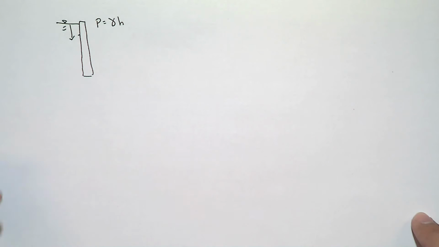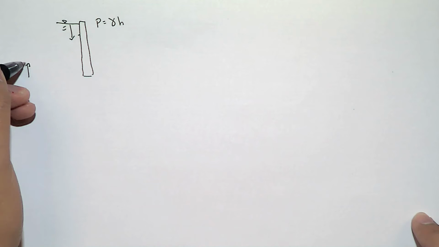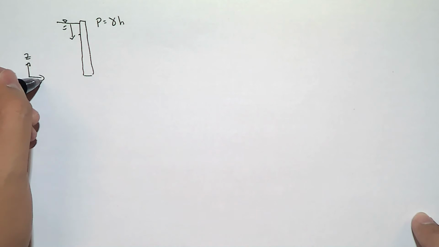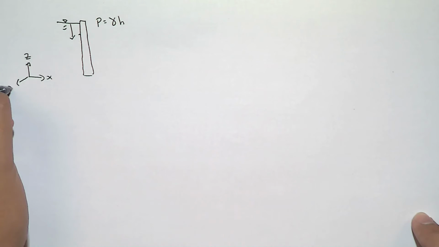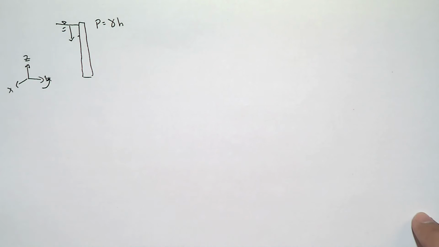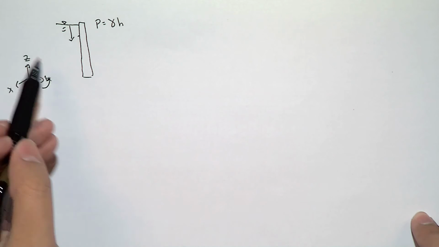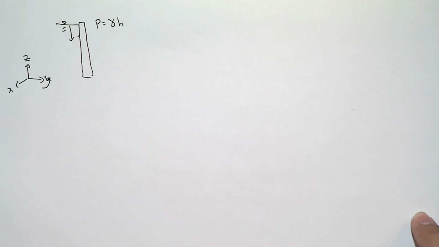Now, how about instead of calling this my h-axis, I'm just going to call this my z-axis. I'll call this my x-axis, and this my y-axis. Could you rewrite this expression in terms of one or more of these coordinates? What would p be equal to?